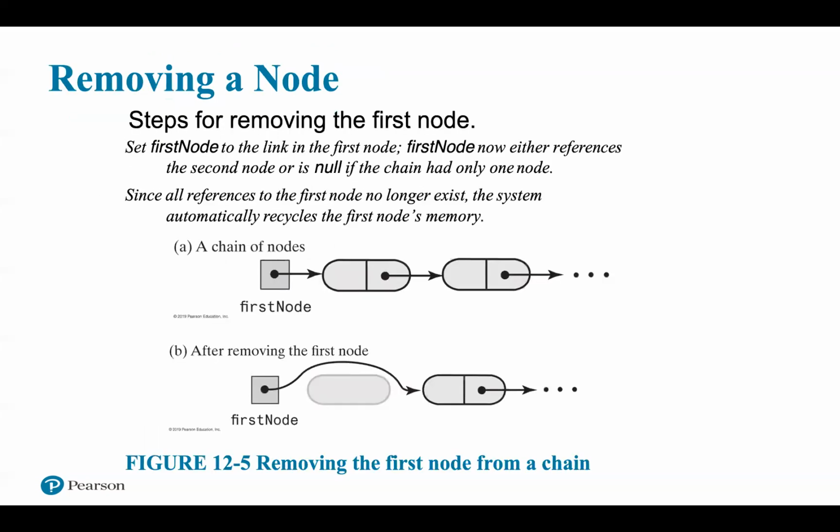For the first case, removing the first node, this case should be familiar as we remove the first node in the linked implementation of the ADT bag, stack, queue, deque, and priority queues. And the steps are first, set firstNode to the link of the first node. firstNode now either refers to the second node or is null if the chain has only 1 node. Since all references to the first node no longer exist, the system automatically recycles the first node's memory. Figure 12.5 illustrates these steps, and so we can see how that would look pictorially.